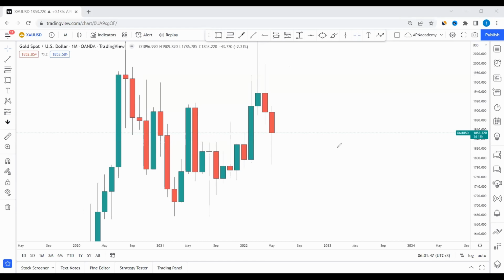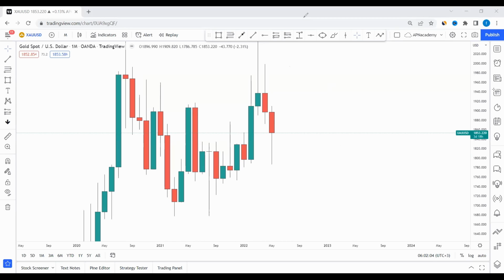Okay, so this is my chart for gold. I'm using TradingView, but you can use any platform that you're interested in. You can use MetaTrader, you can use cTrader, or you can use TradingView to do your analysis. It has good charting tools. It's up to you to choose what you're comfortable with.